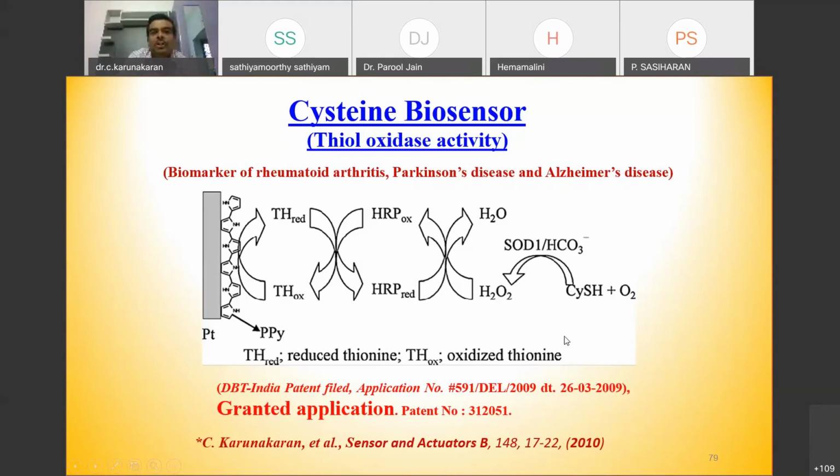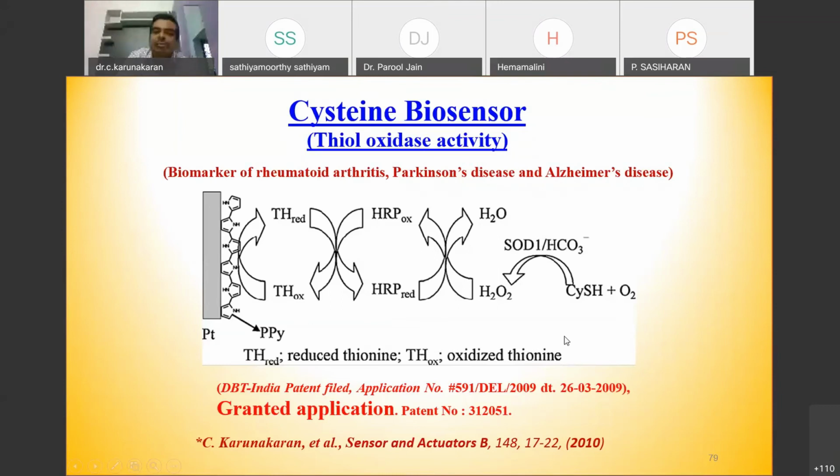We also developed screen printed carbon electrode based biosensors for nitric oxide metabolites, and we have filed a patent. A commercial electrochemical analyzer is costing 3 lakh rupees. The blood sample is placed here, and it is interfaced to the analyzer. We have recently developed a virtual electrochemical analyzer to reduce the cost.